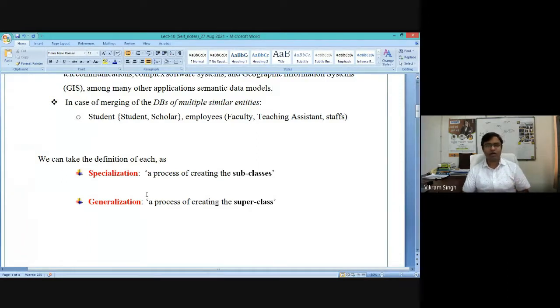Generalization is there to merge or combine two similar entities from two different databases. Whenever we combine two similar entities, we are naturally deriving a superclass. Whatever entity we derive by combining two entities will be a super entity. So let's see one by one.